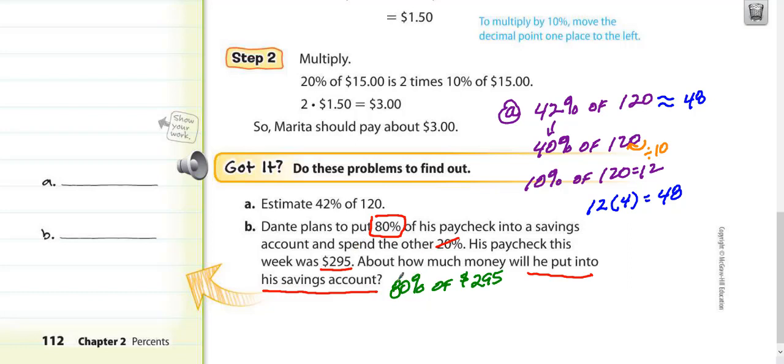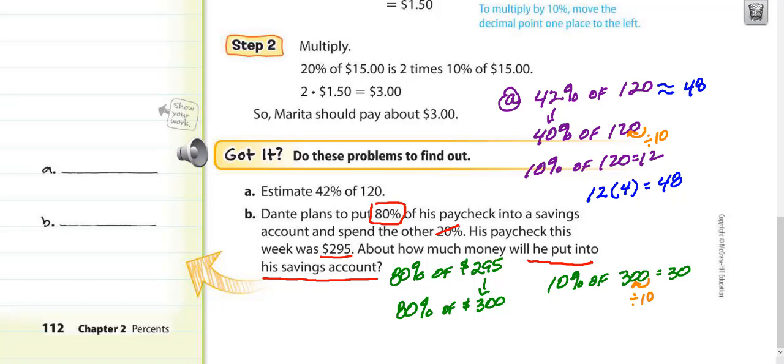Well, the 80% is already a nice round number. But the 295, that's the one we're going to work with this time. We're going to round that to 300. So we're getting an estimate by doing 80% of 300. Now we know 10% of 300 is equal to 30. Anytime you're doing 10% of something, you're taking the original and you're moving the decimal over one place because you're dividing it by 10. 10% of something means take the original number and divide it by 10. So we know that 10% of 300 is 30.